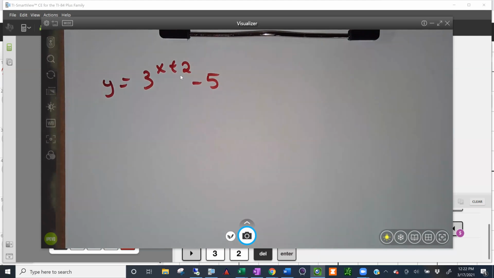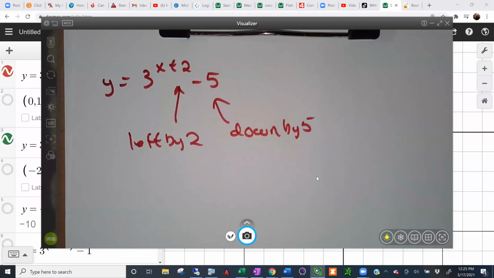So any guesses? Why don't you put it in the chat here real quick, which way you think this is shifted? So what's going to happen is that because of the +2, that's going to be shifted left by 2, and down by 5. You guys did a good job in the chat coming up with those numbers, left by 2 and down by 5. Let's actually see the effect on the graph.